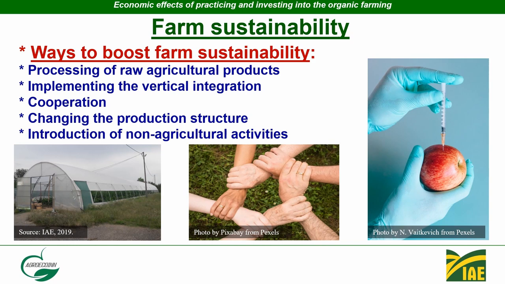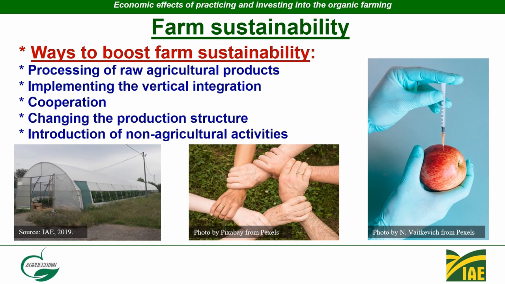There are several ways how a farm can boost its overall sustainability. First, processing raw agricultural products, which ranges from pure mechanical cleaning, cutting, weighing, packing, and storing primary agricultural products to producing food products of a higher degree of processing. Second, implementing vertical integration, which is seen as a good solution for highly specialized farms, including activities for conversion of certain raw agricultural products into final food products, such as conversion of grains into flour or even bakery or pastry products.